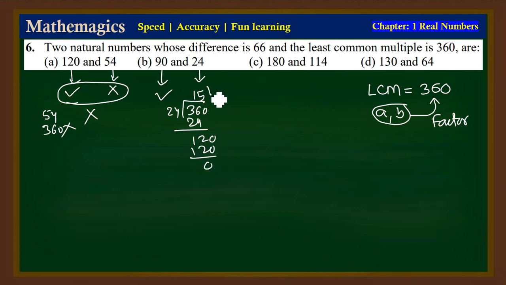It means it is also a factor. And the difference is also matching. That's why the correct answer is option number B. That is 90 and 24 is the correct answer. So the third and the fourth need not be checked, because in the second part we got the answer.